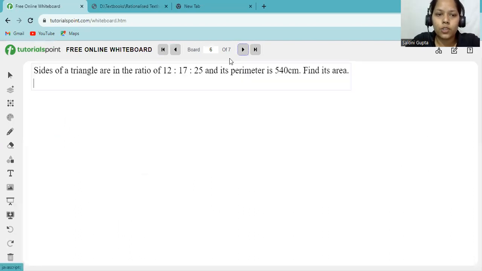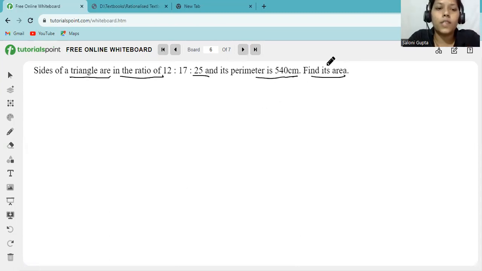So now let us do the next question. The sides of the triangle are in the ratio of 12 is to 17 is to 25 and its perimeter is 540 centimeter. So you have seen this question. If you read the first part up to 540 centimeter, here comes the role of basics. If you don't know how to solve this and get the sides, you will not be able to find the area.